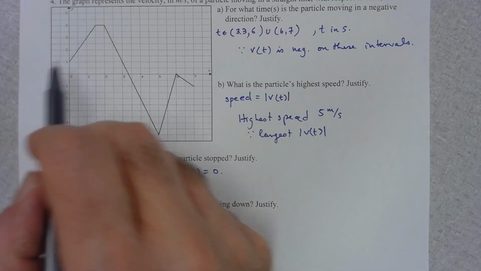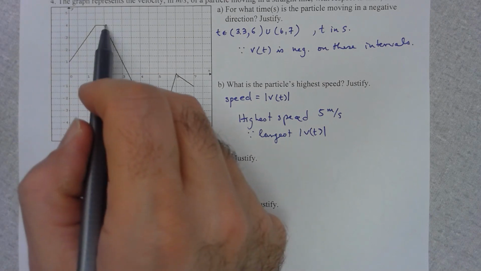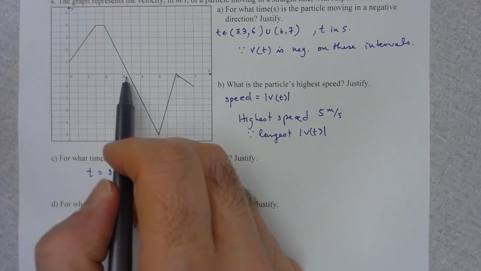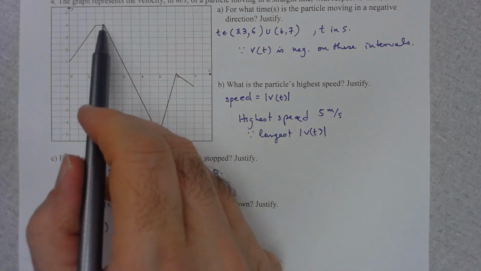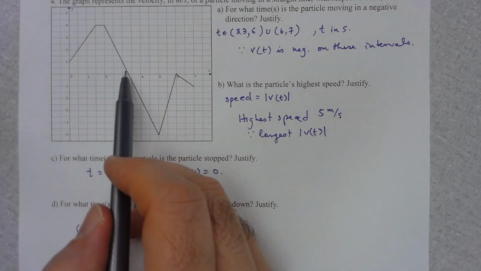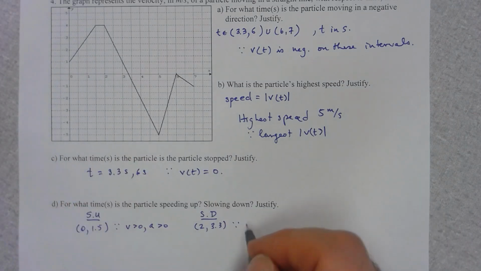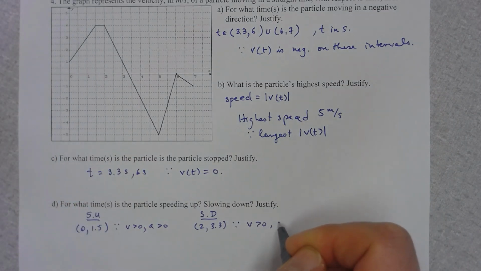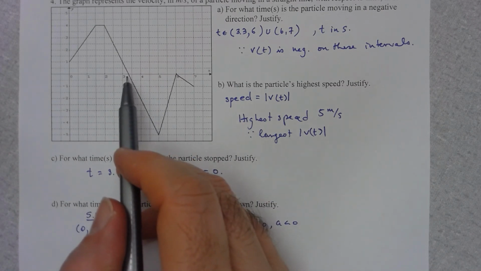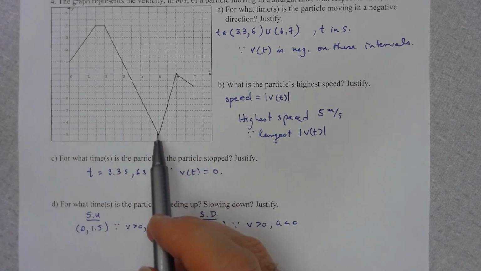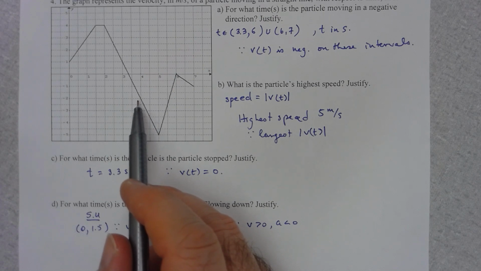So our next section will be from 2 to about 3.3. Okay, but that's going to go in our slowing down category. So here under slowing down, we've got 2 to 3.3. And why is it slowing down? Because the velocity is positive, but the acceleration is negative. Okay, signs are opposite.